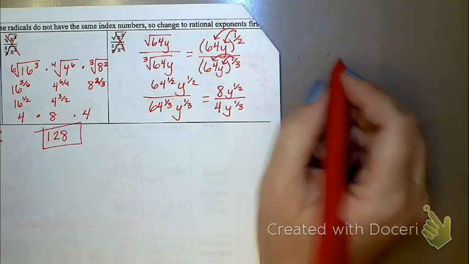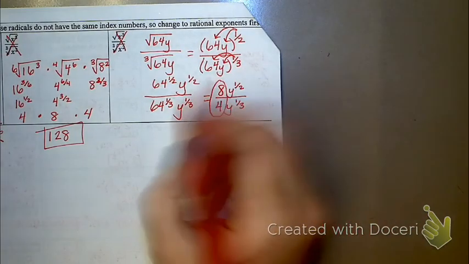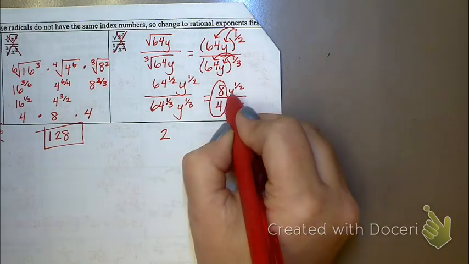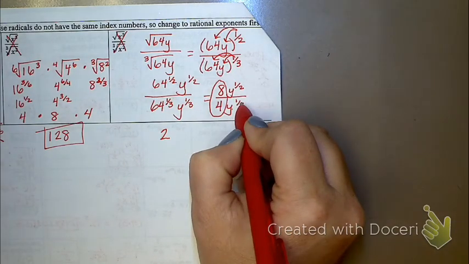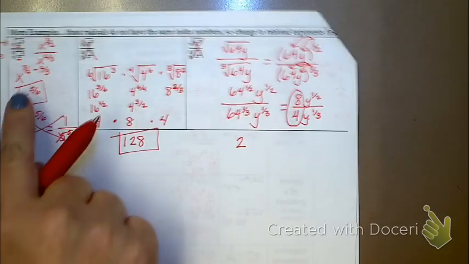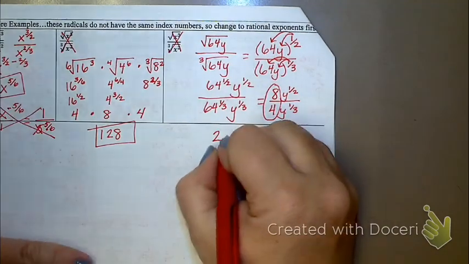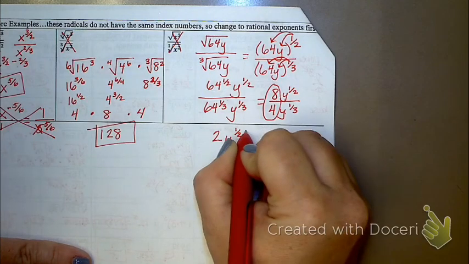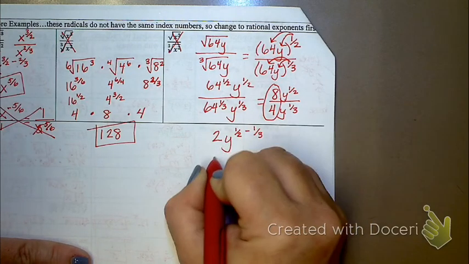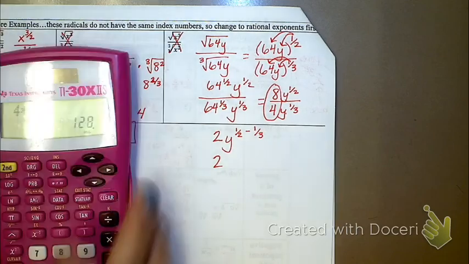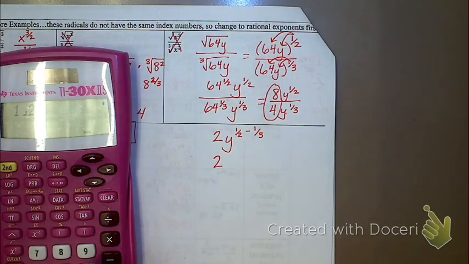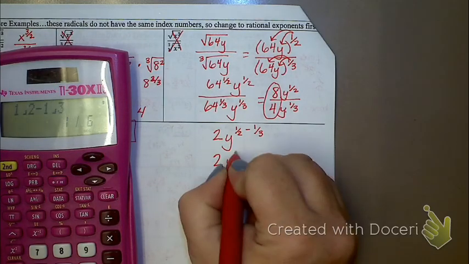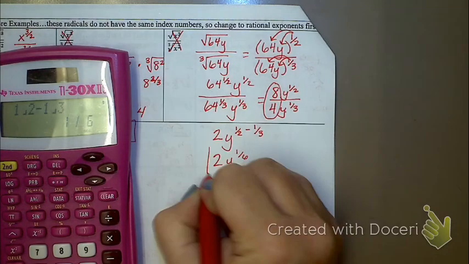So now let's continue simplifying. 8 over 4, I know that becomes a 2. Now I have two y's, the bases match, so what am I going to do with the exponents? Same thing I did over here, I'm going to subtract them. So 1/2 minus 1/3, it's always the top exponent minus the bottom exponent. What is 1/2 minus 1/3? 1/2 minus 1/3 is 1/6. So I have 2y to the 1/6.